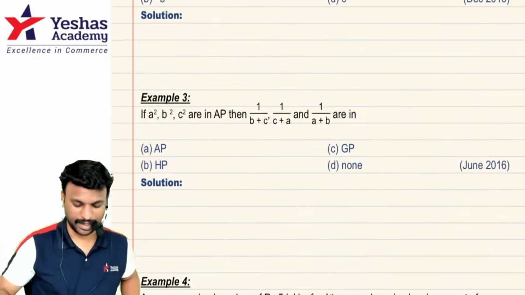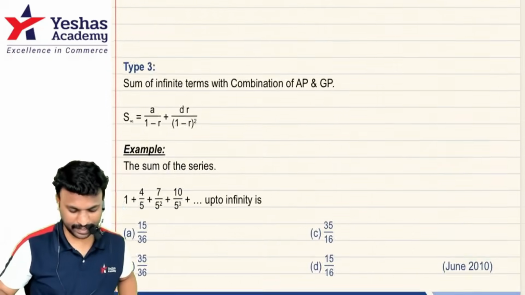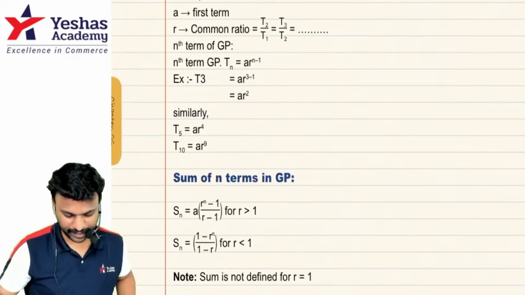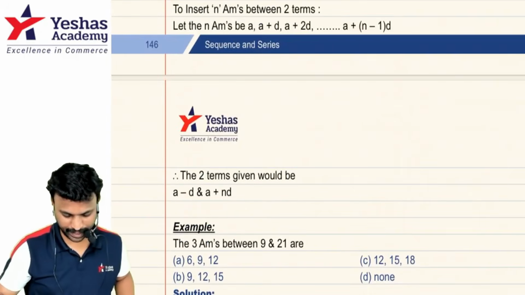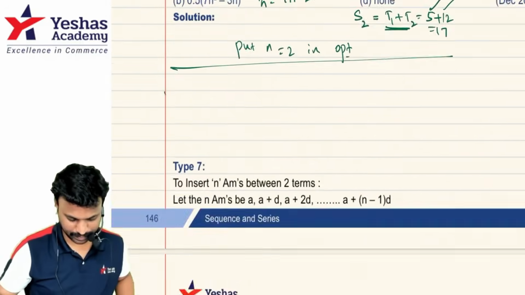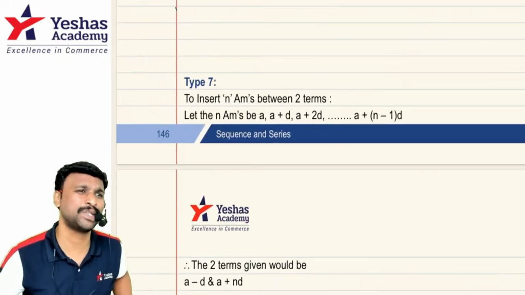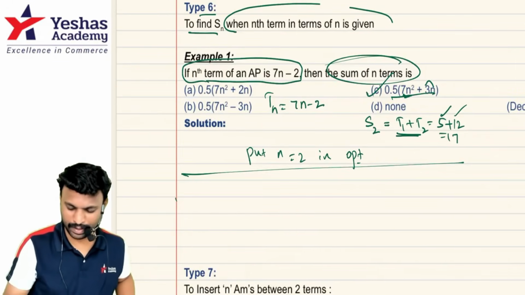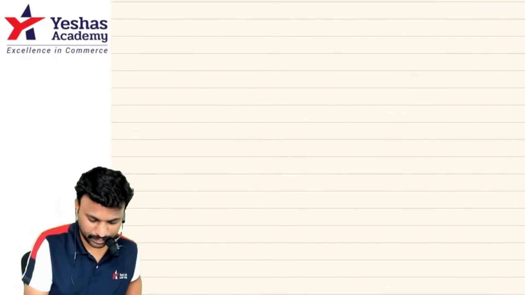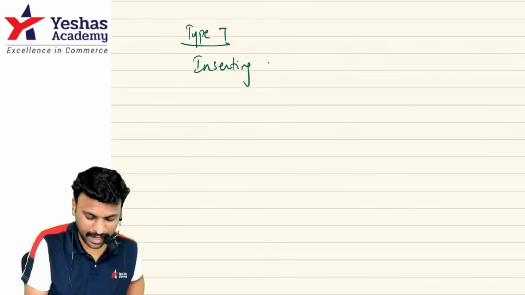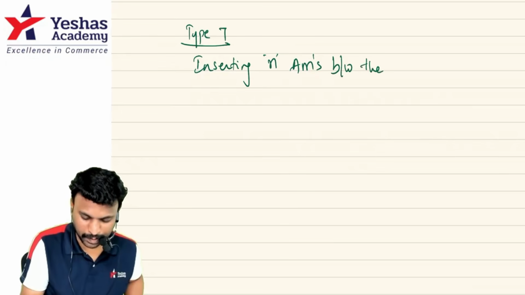Everybody clear? Just two more types to go. So please take down type 7 of AP. Guys, are we clear so far? Everybody, say yes or no. Please take down type 7. What's type 7 is? Inserting n arithmetic means between the two given terms.